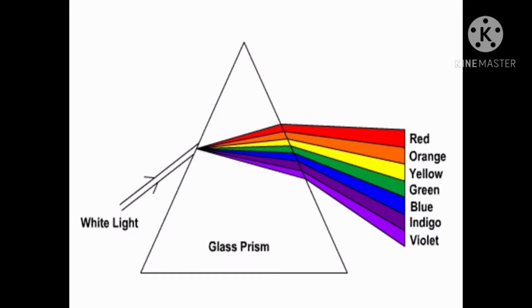The band of the colored components is called its spectrum. The important point is the splitting of white light into its component colors is known as dispersion. The red color bends the least while the violet bends the most.